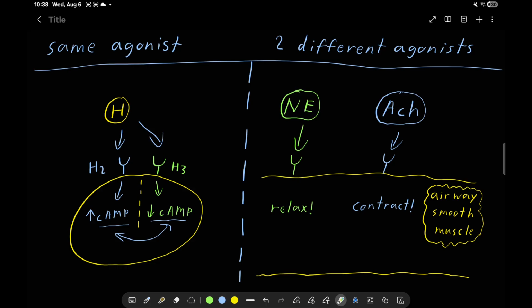contraction and dilation. This is why when you're having an allergic reaction, you take an EpiPen. Epi is short for epinephrine, so that it opens up your airways. It dilates and relaxes your airway, allowing you to breathe easier and survive the allergic reaction.